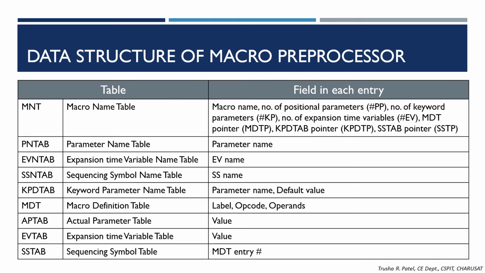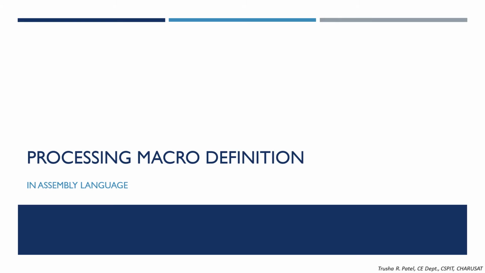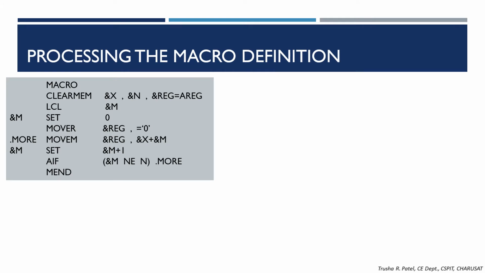AP tab, that is actual parameter table, contains the values of the actual parameters. Then EV tab, that is expansion time variable table, contains the values of the expansion time variables, and the SS tab, that is the sequencing symbol table, consists of the entry number in the MDT for that particular sequencing symbol. Now looking at how the macro definitions are processed. So let's say for example we have this macro called CLEAR MEM.